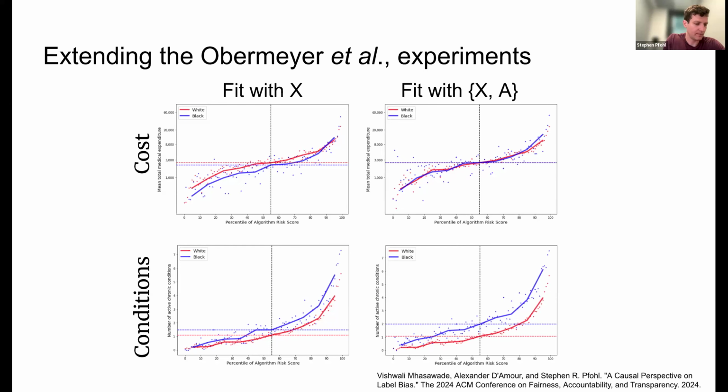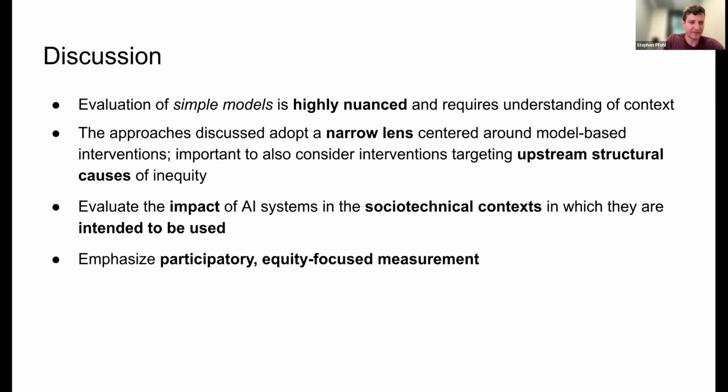To close, I hope I've convinced you that evaluation of simple models is highly nuanced and requires understanding of context. The approaches that I've discussed today, while broad, still adopt a somewhat narrow lens centered around thinking about models as simple, like threshold-based interventions. It's also important to consider interventions that don't look like this at all, that target upstream structural causes of inequity. But ultimately, the main takeaway is that we need to evaluate AI systems in the socio-technical context in which they're intended to be used, and emphasize participatory, equity-focused measurement when we do that.